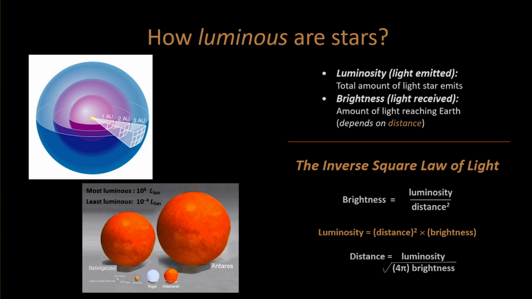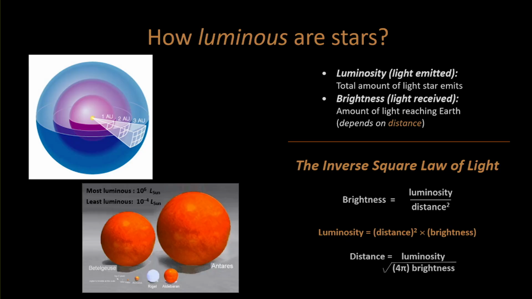Can you see the relationship here? The square of the change in distance is how much area it's spread over. This is why we call it the inverse square law of light. This is how light's intensity diminishes over distance. So you can see the initial equation there: brightness equals luminosity over distance squared.